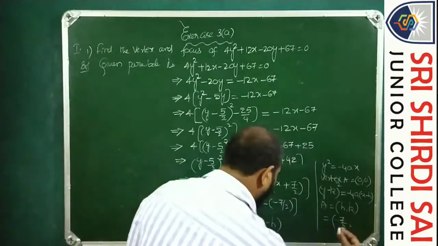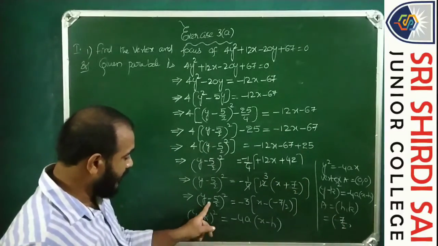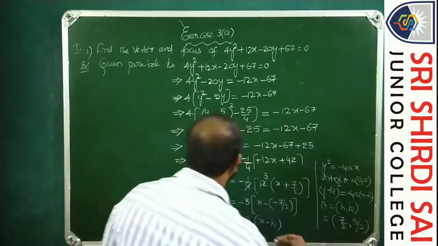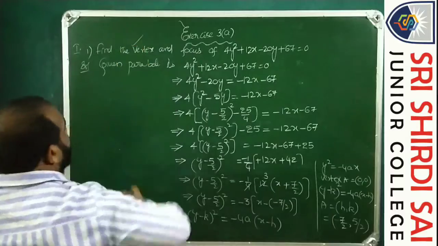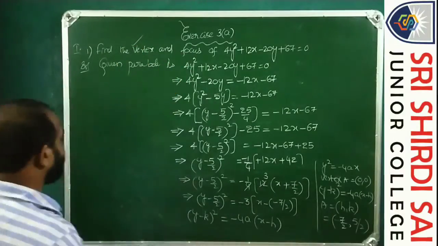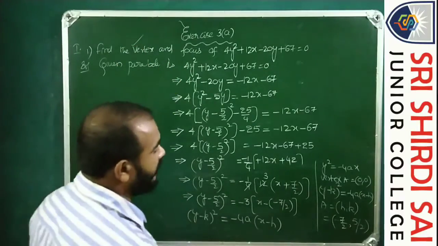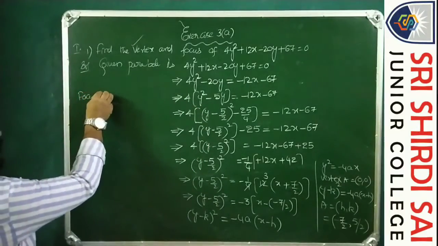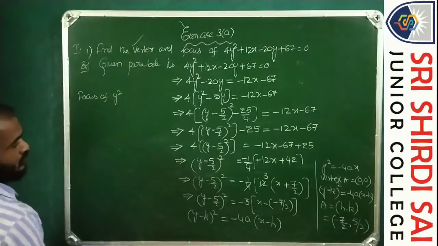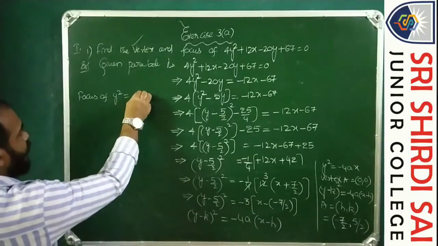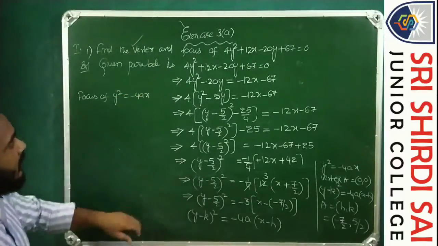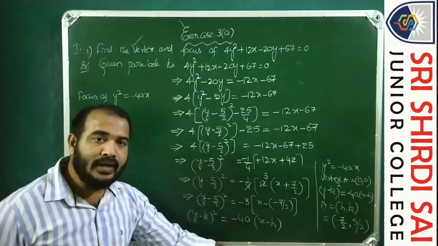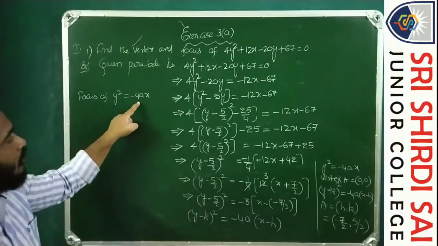And what is the value of k? Minus minus, so k is equal to 5 by 2. So this is what we have to find. And not only that, focus. The focus of y square equals 4ax is... y square is equal to minus 4ax, because this (y minus k) whole square equals minus 4a into (x minus h) could be compared with y square equals minus 4ax.